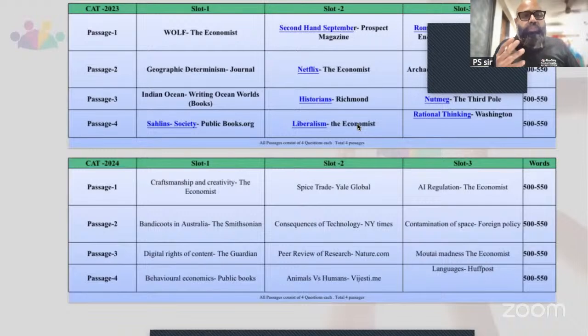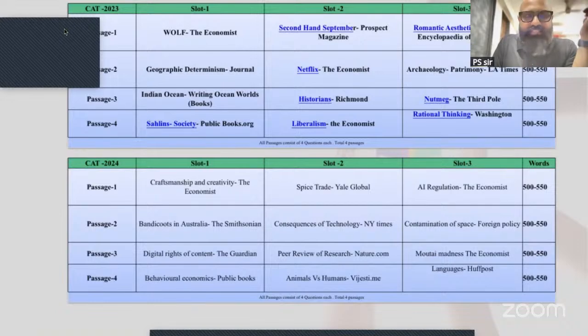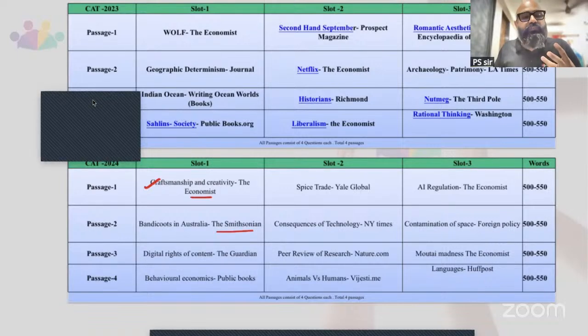If I talk about sources now, let's take CAT 2023 and 2024, all the 3 slots put together. एक चीज अगर आप देखेंगे, इंडियन सोर्सेज में से आपको हार्डली कोई पैसेज देखने को मिलता है as far as CAT is concerned. I have not seen that in the last 6-7 years. So if you see CAT 2024, the recent one, we are talking about a passage on craftsman and creativity, and that too from Economist. ठीक है, we are talking about passages from Smithsonian, from Guardian, from publicbooks.org.